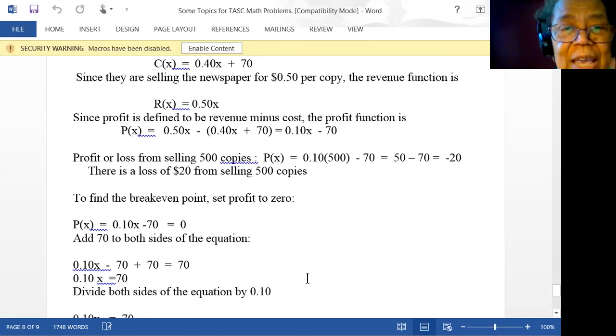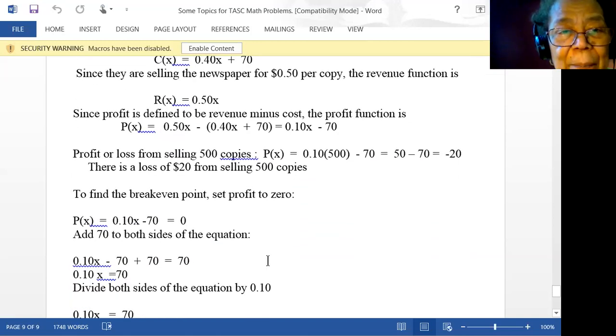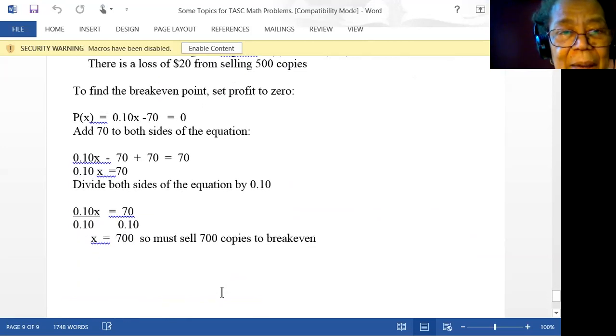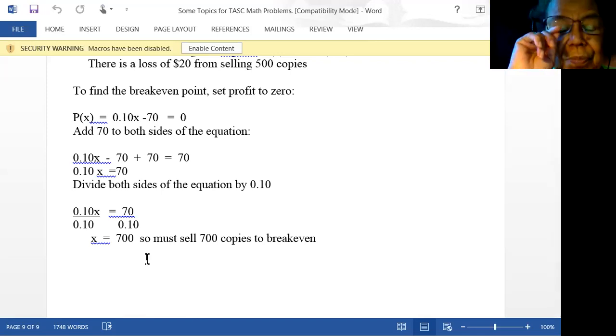Now, for the break-even point, we want to set our profit equal to 0. So we know what our profit is, 0.10x minus 70. Add 70 to both sides, we get 0.10x is 70. Divide both sides by 0.10, we get 700. So that means you must sell 700 copies to break even.